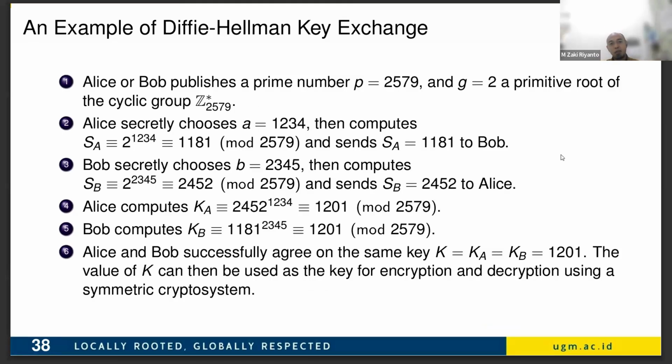This is an example of the Diffie-Hellman key exchange. Okay, any questions?